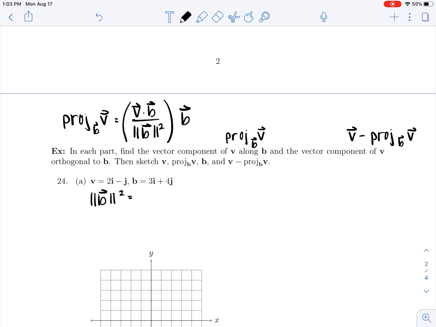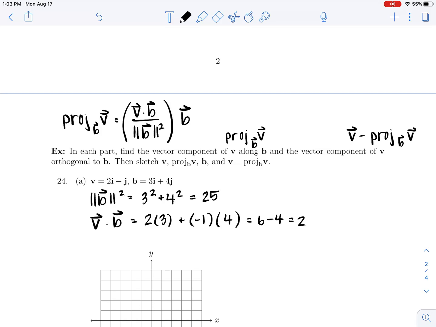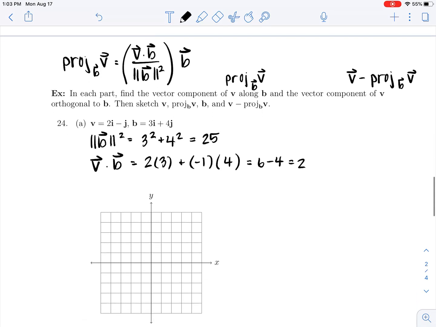The square just means I don't need the square root over the distance formula. So that's going to be 3 squared plus 4 squared. So that is 9 plus 16 is 25. And then let's also find V dot B. That's going to be 2 times 3 plus a negative 1 times 4. So that's 6 minus 4, which gives me 2. All right, so here's the two scalars that I need. And then finally, I need to find the projection.